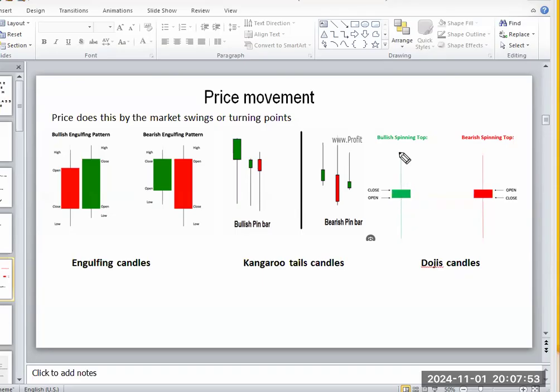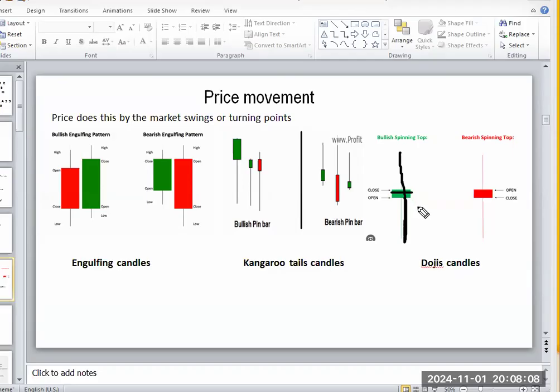So then this one is what I call a doji, or what is normally known as a doji. There are candles where the market goes up, then goes down, then just ends up in the middle like that.